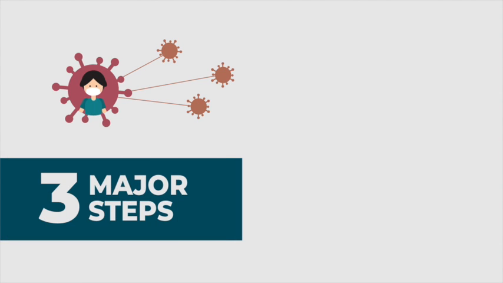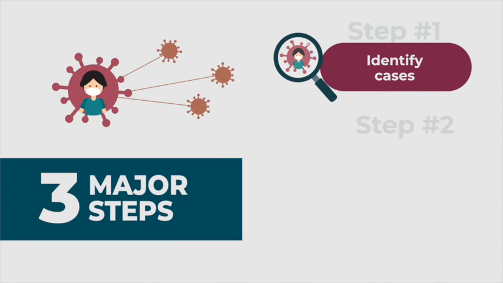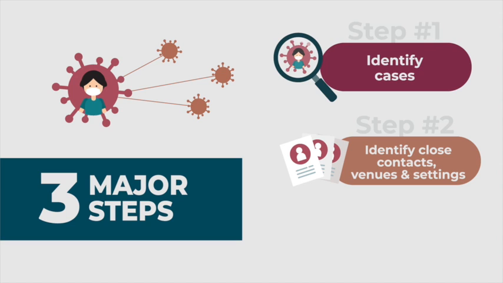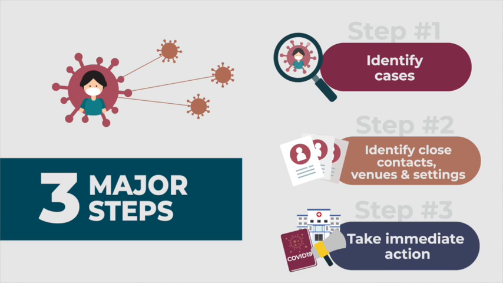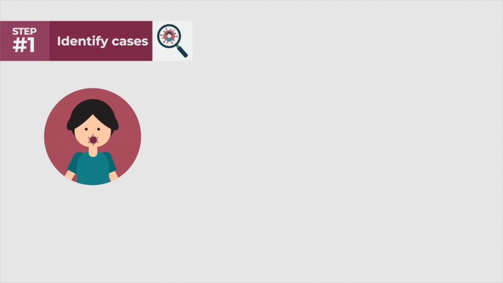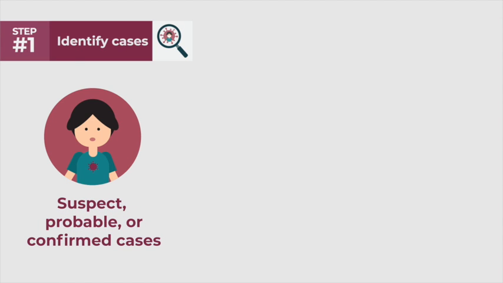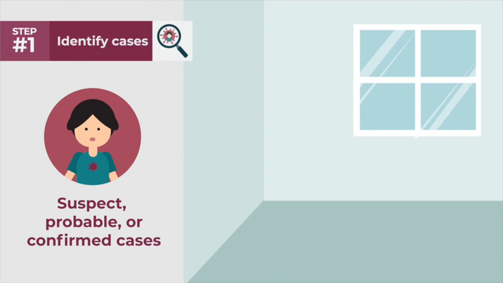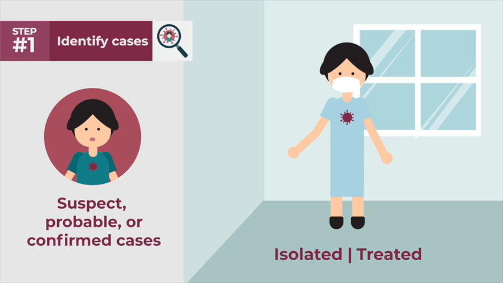Contact tracing involves 3 major steps: identify cases, identify close contacts and venues and settings, and take immediate action. Identify cases. In case identification, persons with signs and symptoms of the disease are classified as suspect, probable, or confirmed cases depending on availability of test results. These persons are immediately isolated and treated.